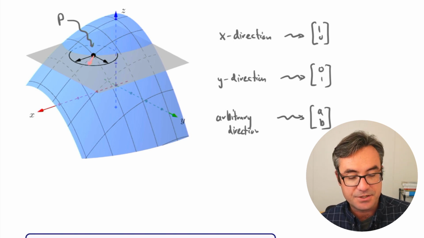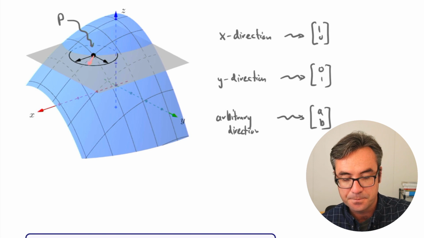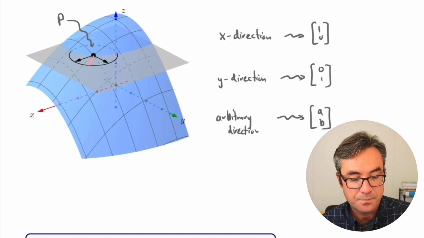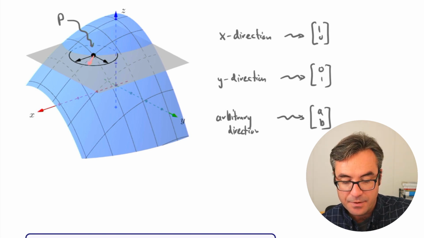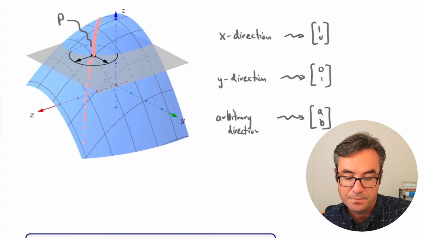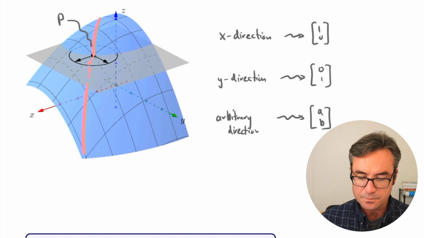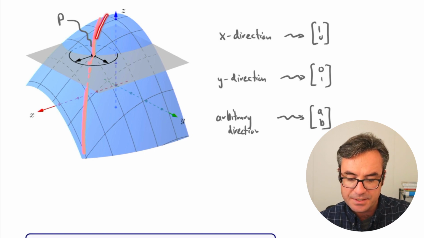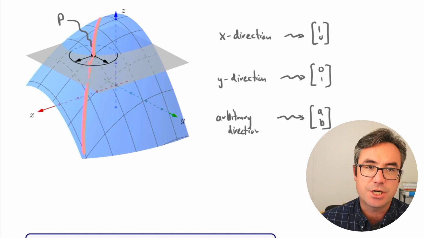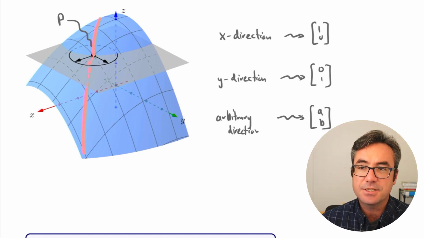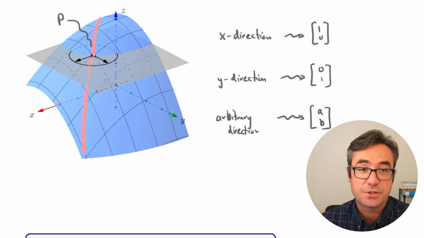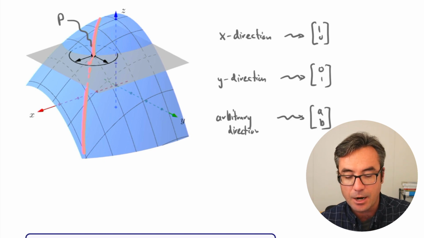So we're going to have this curve that intersects our surface, and so we have this curve that sits on our surface in this direction, and we're looking at essentially the derivative, the slope of that curve at our point.